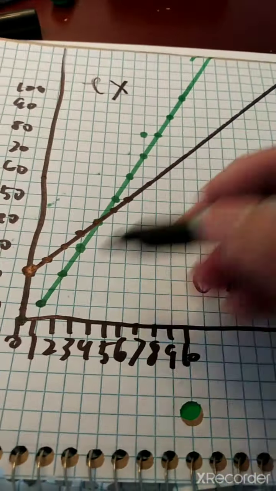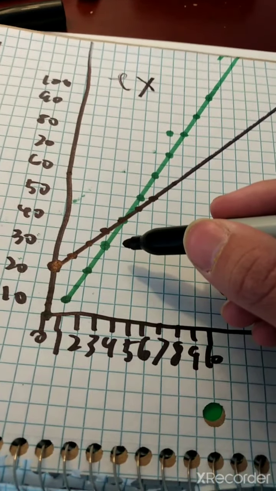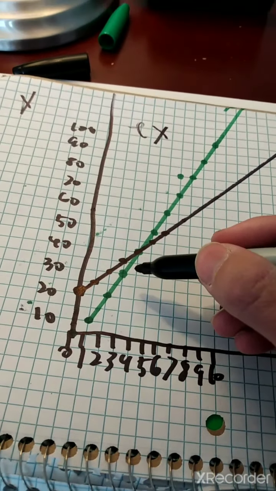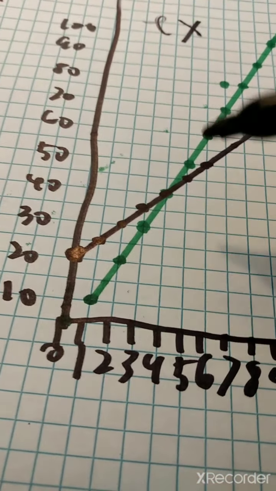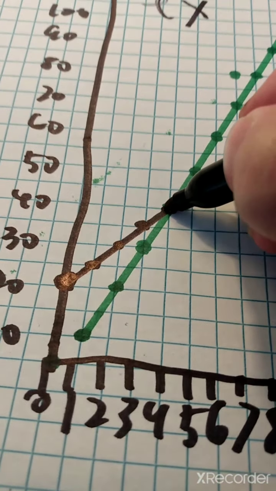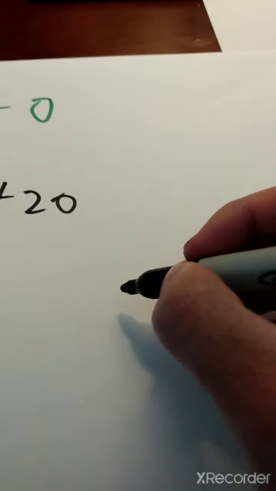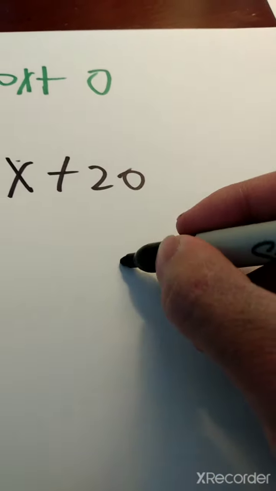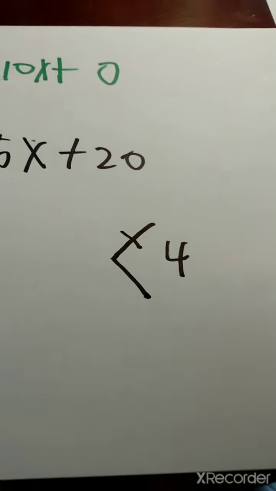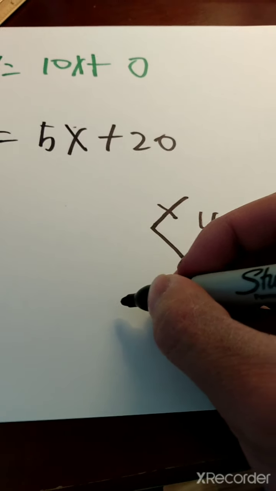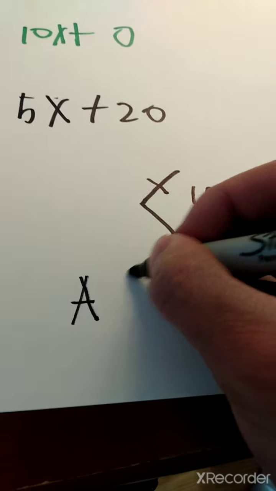So these two lines intersect. The first question is when is it reasonable to go to Gym A instead of Gym B. Gym A is right at the bottom here, and it intersects right here with Gym B. So if we go less than 4 visits, then Gym A will be less expensive than Gym B.